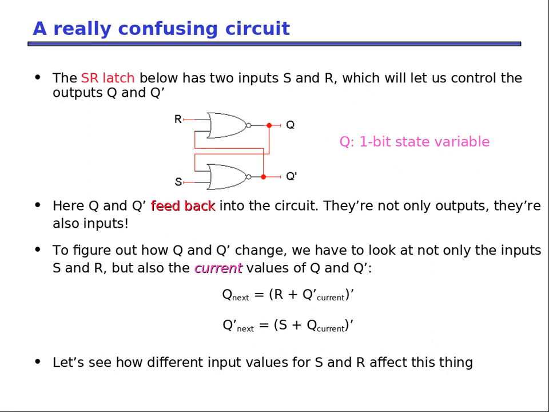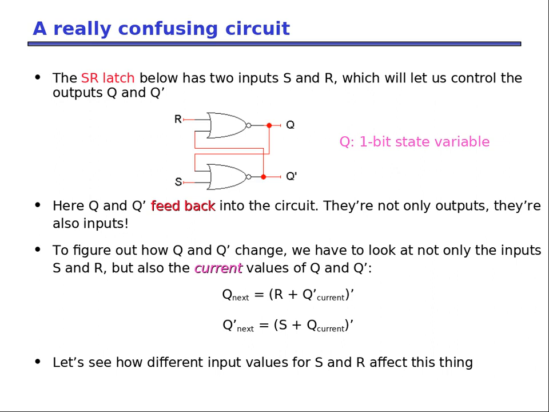I'm going to try and make your life a little easier. Let's start with Q starting off at 1 and Q' starting off at 0. This is weird. You're not supposed to do this in a truth table, but this is a feedback circuit, so you kind of have to cheat.